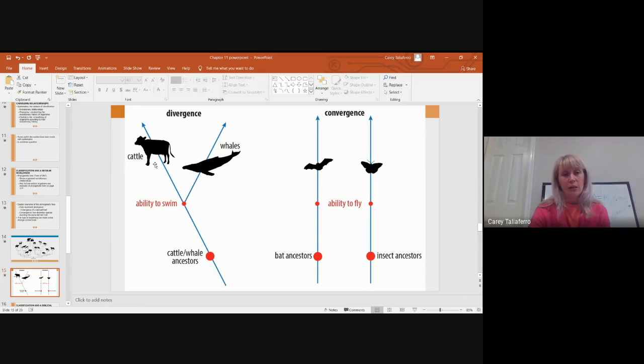Because now you have to think about, they both are mammals still, so they both feed their young, they both make milk, they both have live births. They both still need oxygen to breathe. So there are lots of things still in common, but that ability to swim caught the whale, didn't catch the cattle, okay?